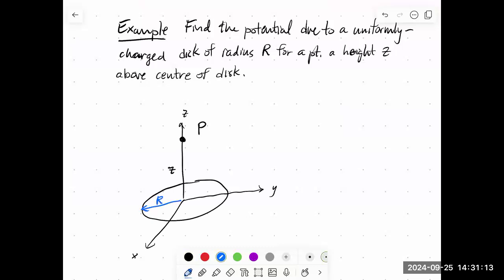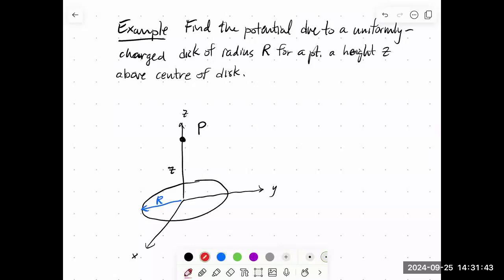The reason we're doing this example is because in tomorrow's tutorial, you're going to find the electric field at this point P. So what we'll do today is calculate the potential, then take the gradient of that potential, and find the electric field. And then tomorrow, when you do this example, you'll do a direct calculation of the electric field, and you should get the same answer. Okay, so how are we going to do this?